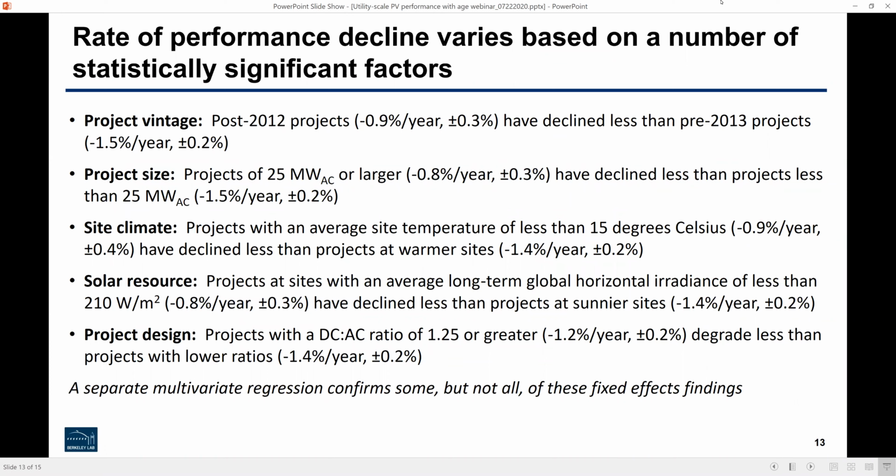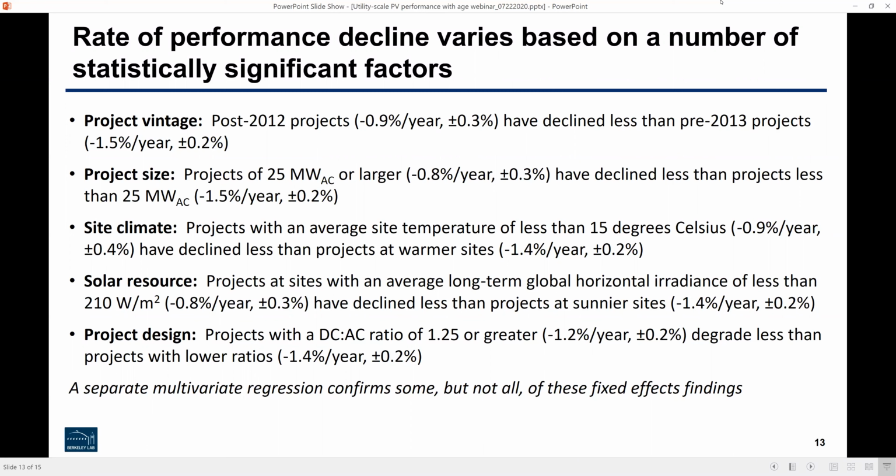And a few of those findings stood out as statistically significant. So first, we found that newer projects have declined less than older projects. And this is perhaps not surprising, given that we would expect, or at least hope, that PV technology and balance of system components have improved and become more reliable over time.